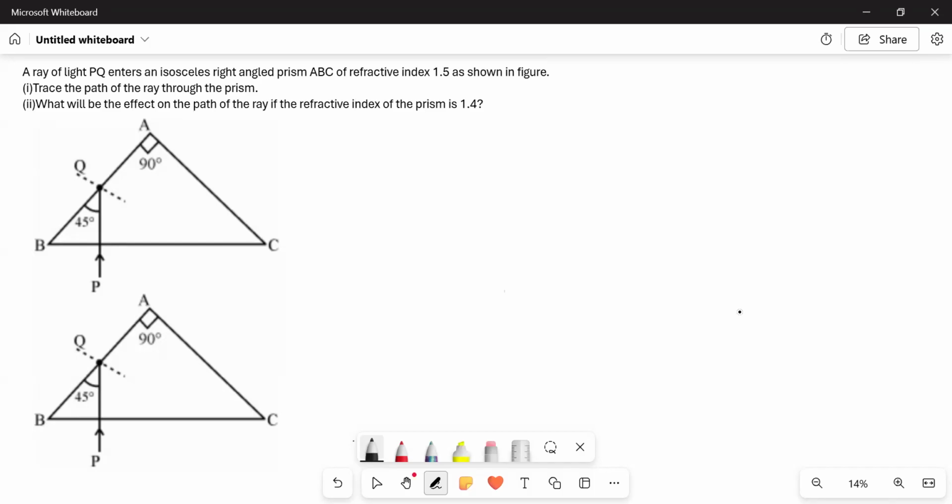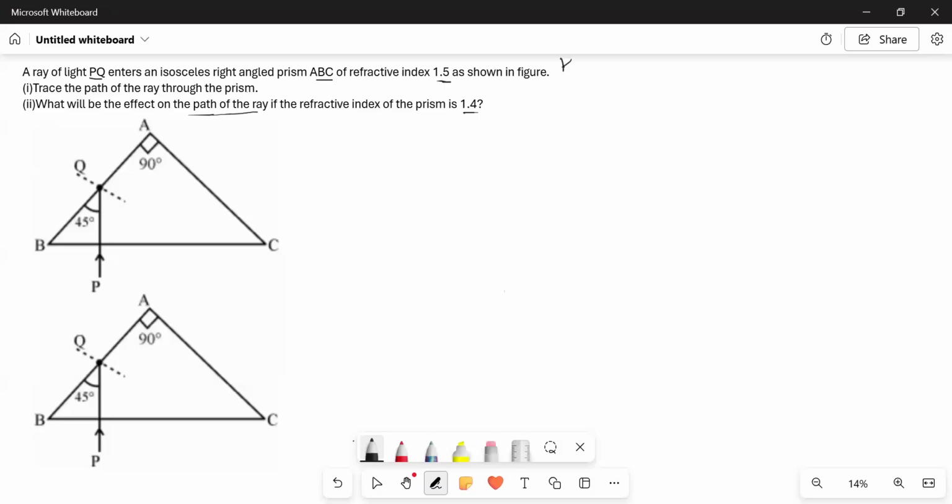The question reads: a ray of light PQ enters an isosceles right-angle triangle ABC of refractive index 1.5. We have to trace the path of the ray through the prism, and then if the refractive index is 1.4, we have to again see what will be the path of the ray.